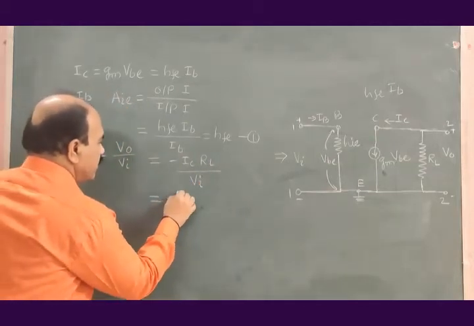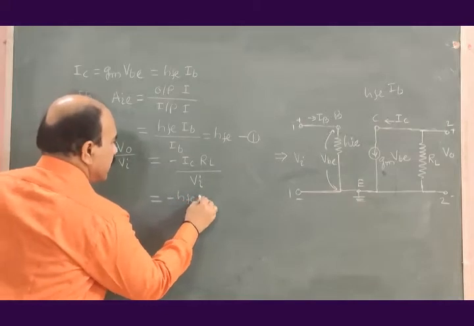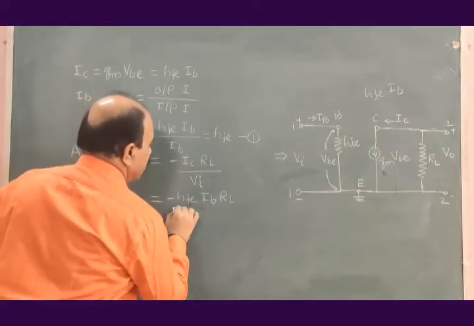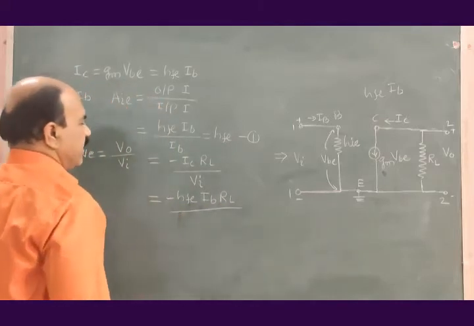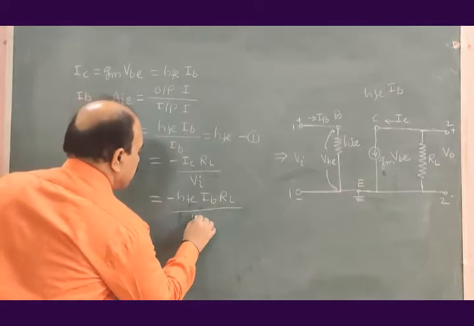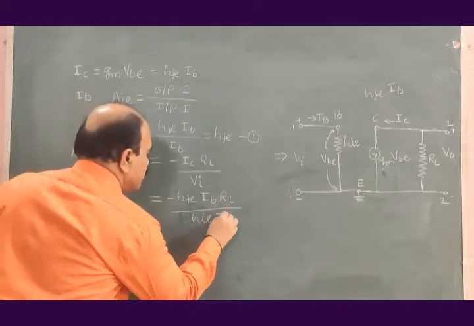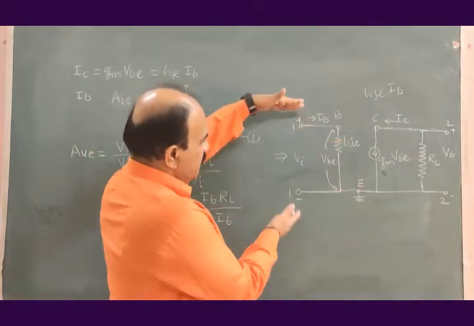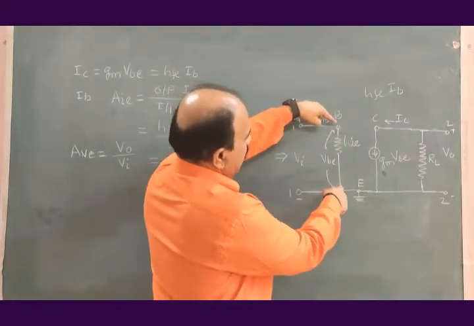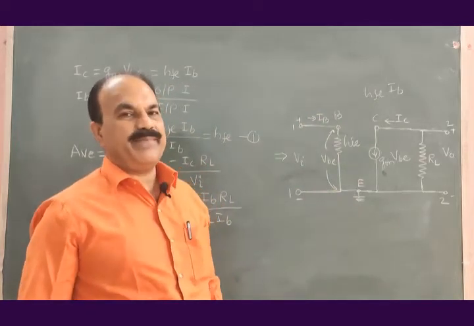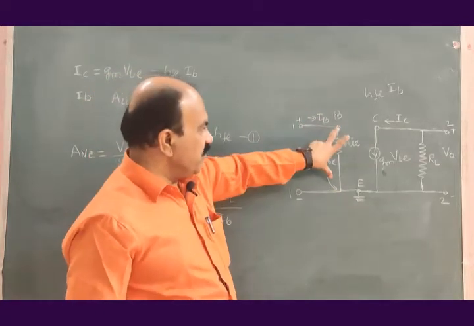This is further minus HFE IB RL divided by VI, which is HIE IB. This voltage is equal to this voltage. This is in parallel with this. Voltages in parallel remain the same. Therefore, this voltage is equal to this voltage.